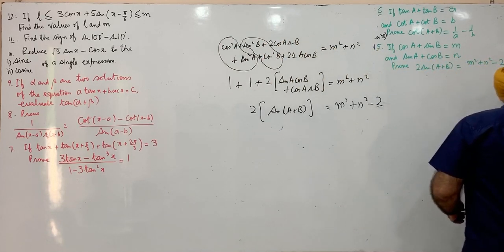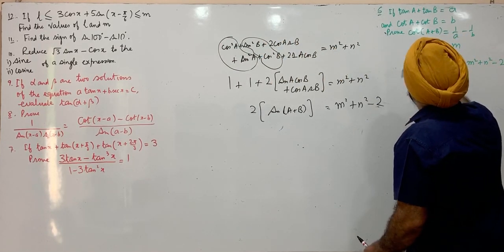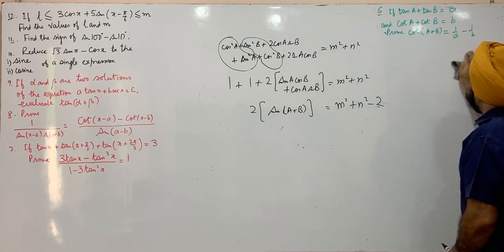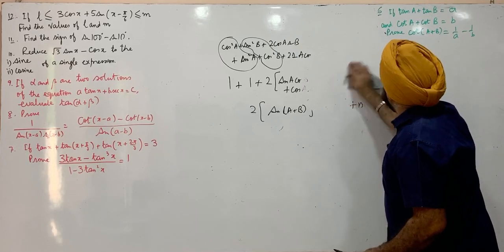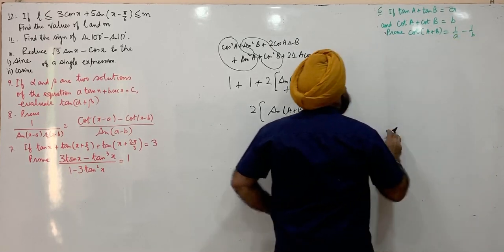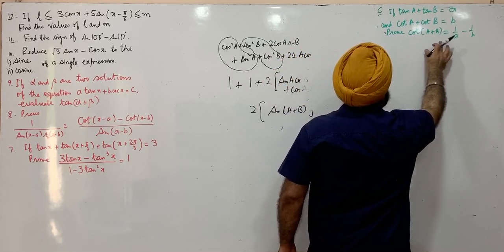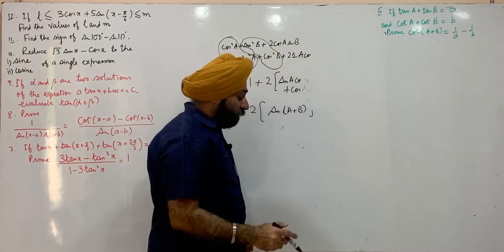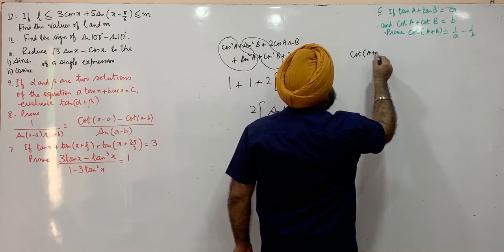The sixth question. Again we have two equations in angles A and B. This time it's tans and cots. The first one, it's tan A plus tan B is a, small a, cot A plus cot B is b. And we have to prove that cot of A plus B is equal to 1 by a minus 1 by b. So we find out cot of A plus B.